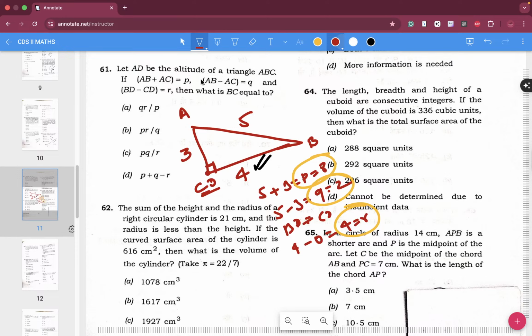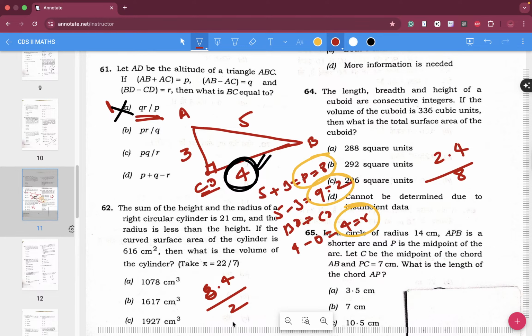Let's check. Option A says QR by P. This is giving you 1. Where do you want to reach? We want to reach 4. 4 needs to come as an answer, so A is not your answer. PR by Q, okay? Q is 2, R is 4, P is 8. PR is 32, and this particular value is 2, so PR by Q is 16. No, we want to reach 4, so this is also not your answer. PQ by R, okay?